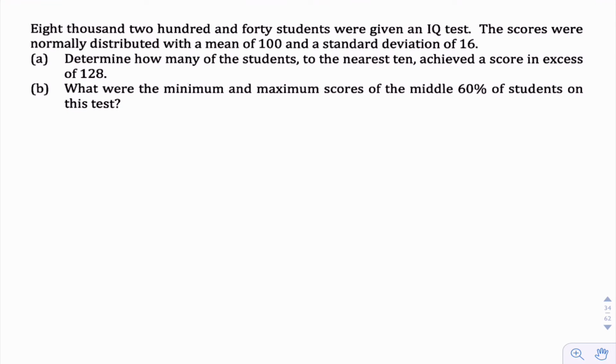Okay, check this one out. 8,240 students are given an IQ test. The scores were normally distributed with a mean of 100 and a standard deviation of 16. Determine how many of these students, to the nearest 10, achieved a score in excess of 128. This one's, I guess, one degree harder. All we're going to do is work out the probability that any one student achieved a score in excess of 128 and multiply that by the total number of students, and that will give us the estimate of how many students. Then we just need to round correctly.